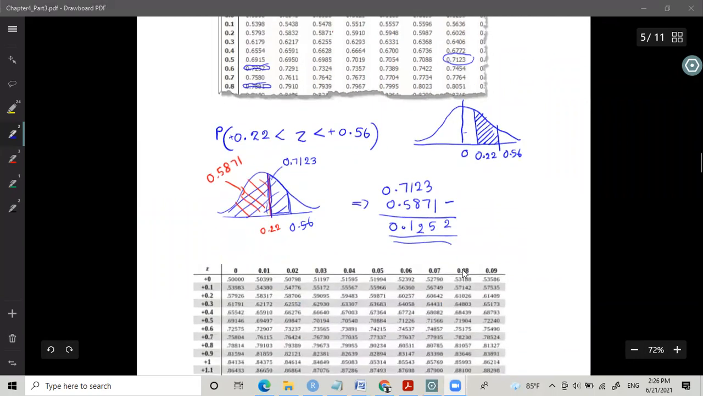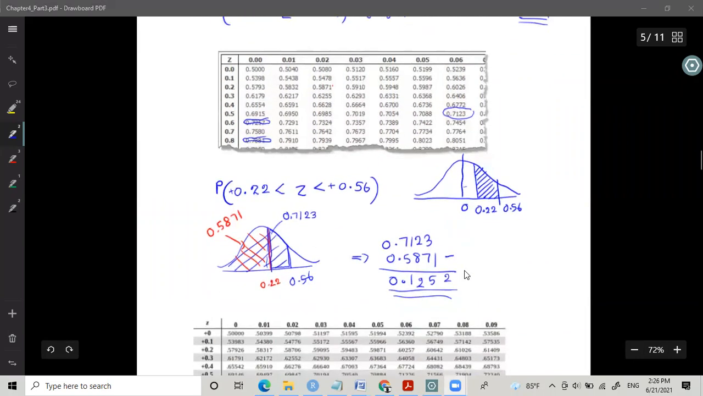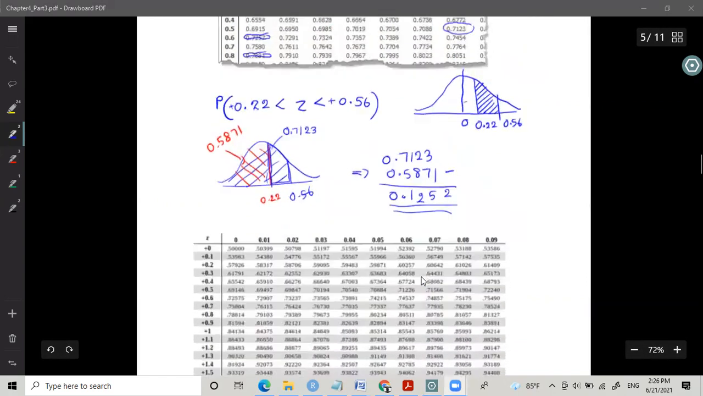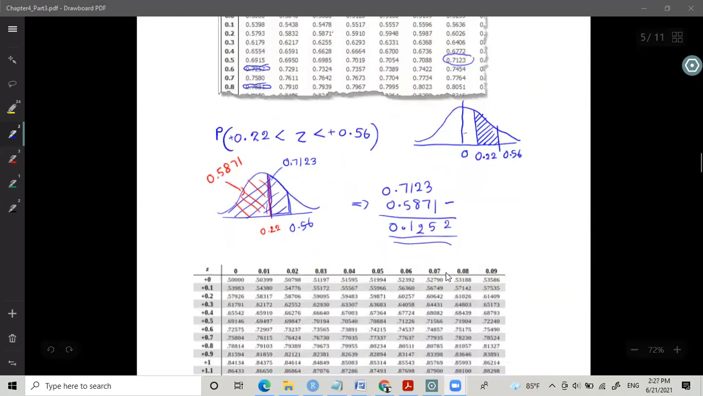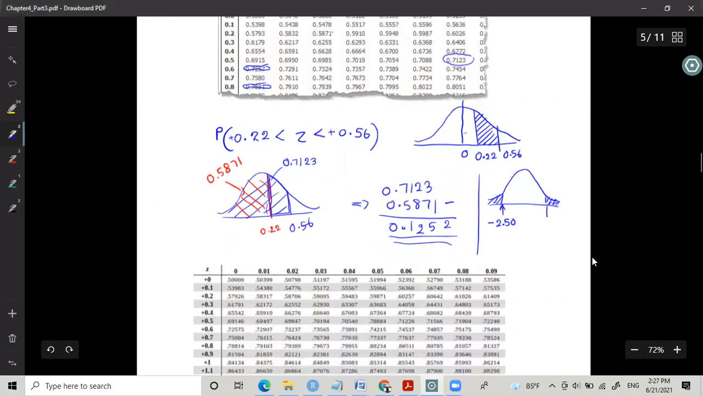Now, what if you want, I'll give you another example. What if you want these tails? Say this is negative 2.5 and this is positive 2.5. You need to the right and to the left, these tail areas. How do you find that?